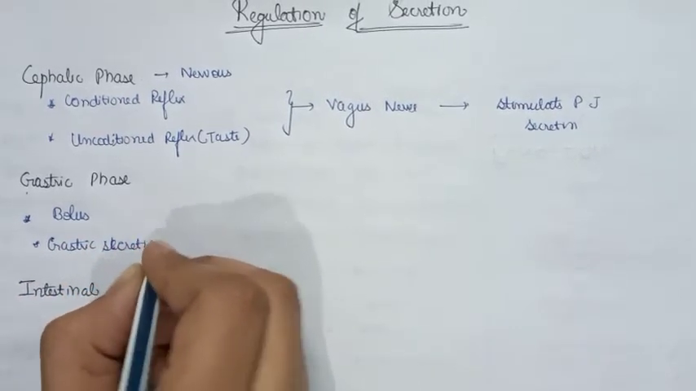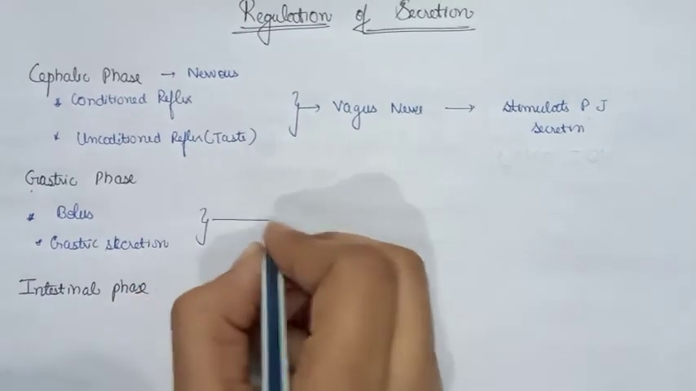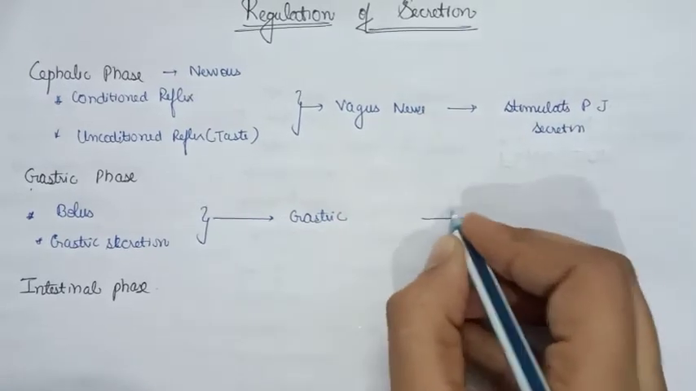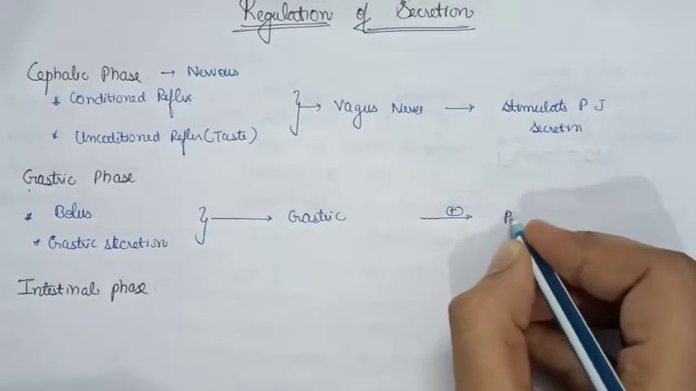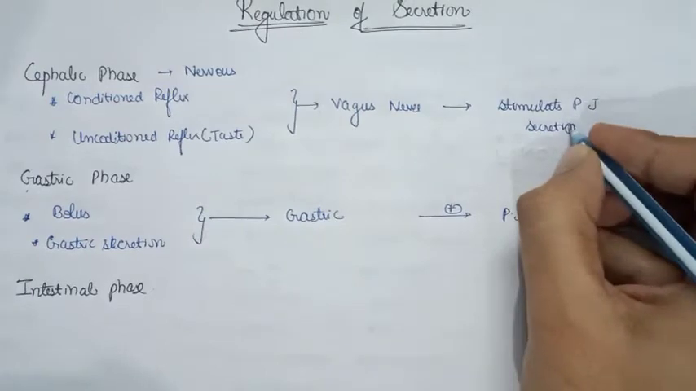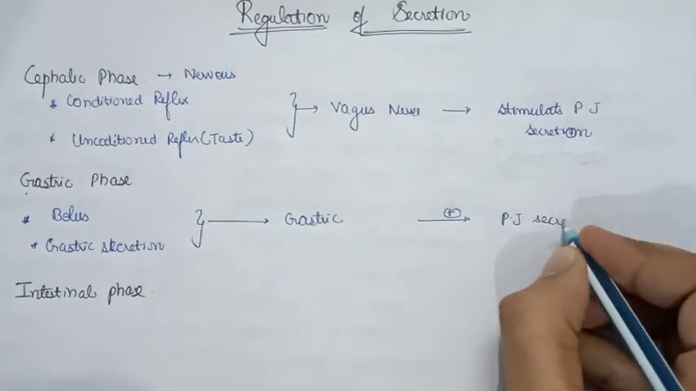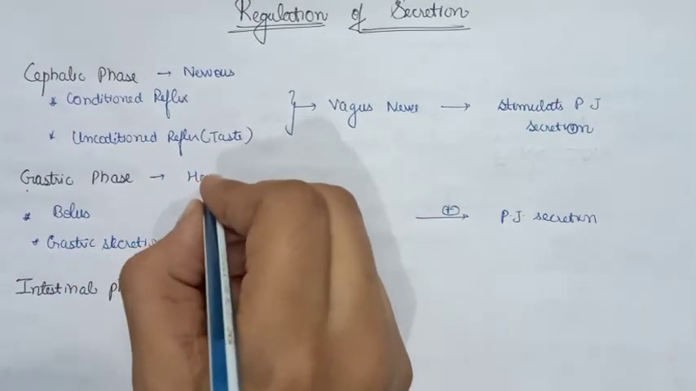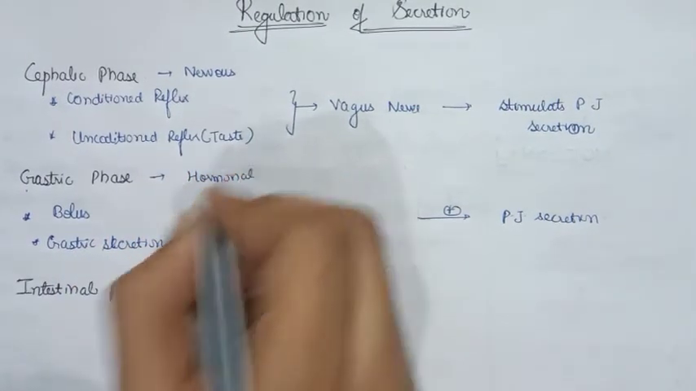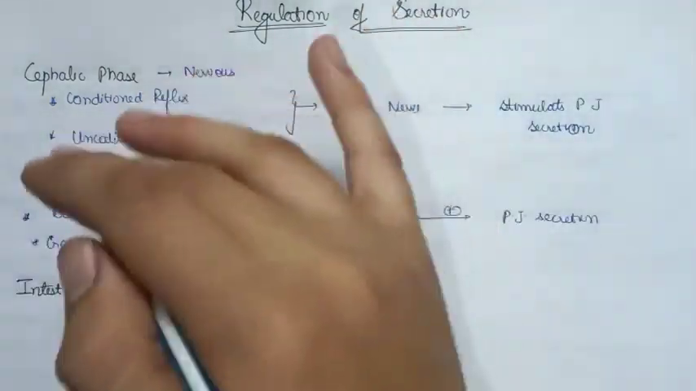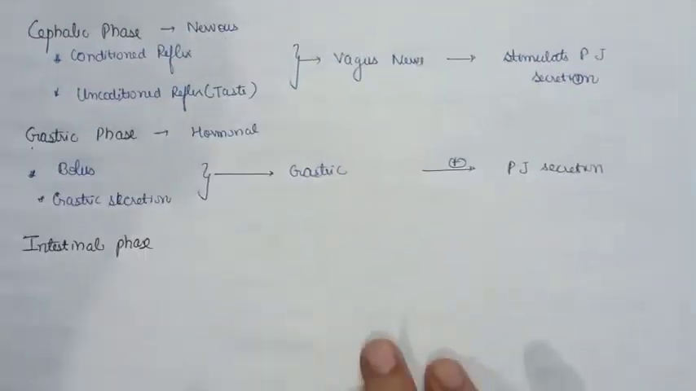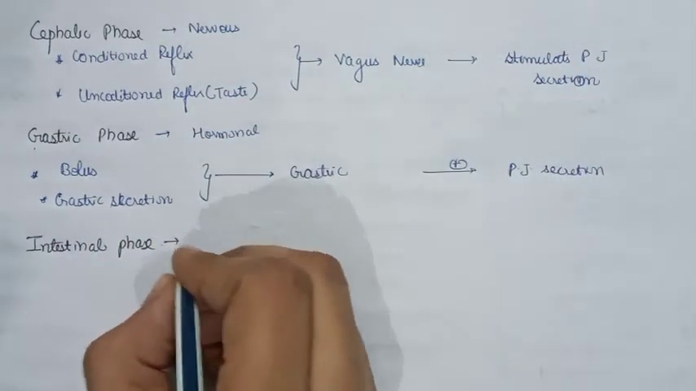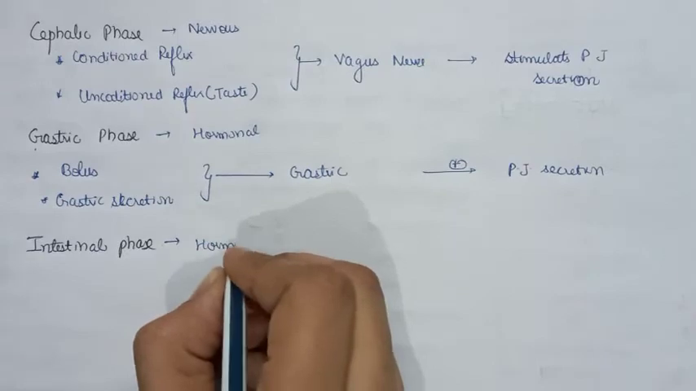Either the bolus in the stomach or the gastric secretion stimulates the secretion of the hormone gastrin, and this gastrin stimulates pancreatic juice secretion. So this phase is entirely hormonal. Now from the stomach, the bolus or the chyme has passed on to the first part of the intestine, the duodenum. So this is also entirely hormonal.